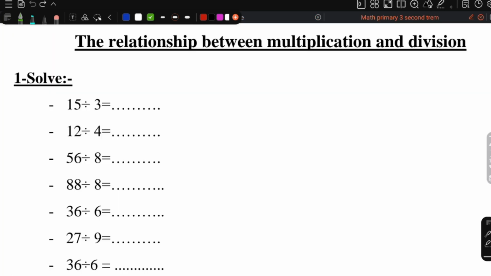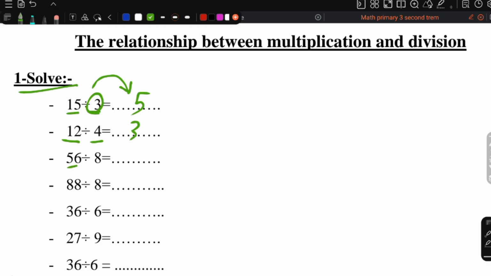to work with the relation between multiplication and division. Question number 1, solve: 15 divided by 3 equals what? 15 is a product, 3 is a factor. So 15 divided by 3, product divided by factor, gives me the other factor. So 3 times what number, what factor, gives me 15? Yes, exactly 5.